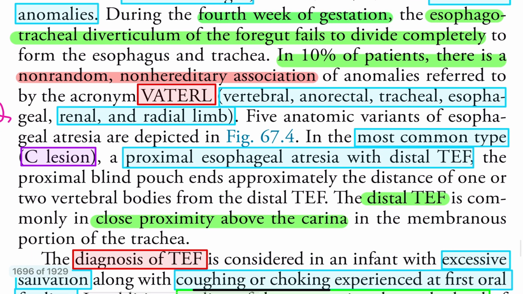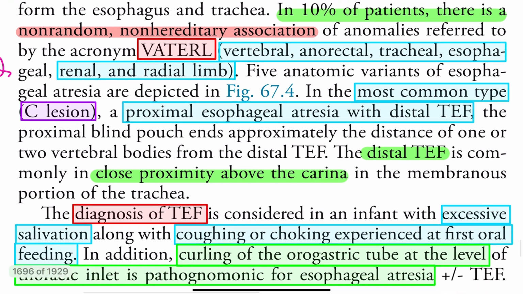Now there is an acronym called VACTERL. This is frequently asked. V for vertebral, A for anorectal, T for trachea, E for esophageal, R for renal, and L for limb, that is radial limb. So vertebral, anorectal, tracheoesophageal, renal, and limb deformity, that is radial limb.